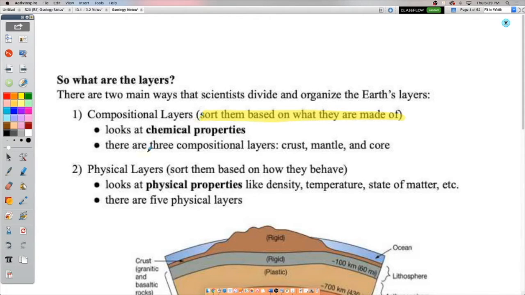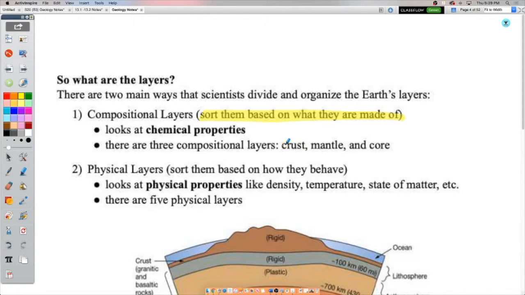So again, in previous science classes, you probably heard these three: the crust, the mantle, and the core. We are sort of going to leave those words behind in Science 20. Not leave them behind, I shouldn't say, but we're not going to focus on those three layers, the crust, the mantle, and the core. Instead, we're going to sort them a different way.